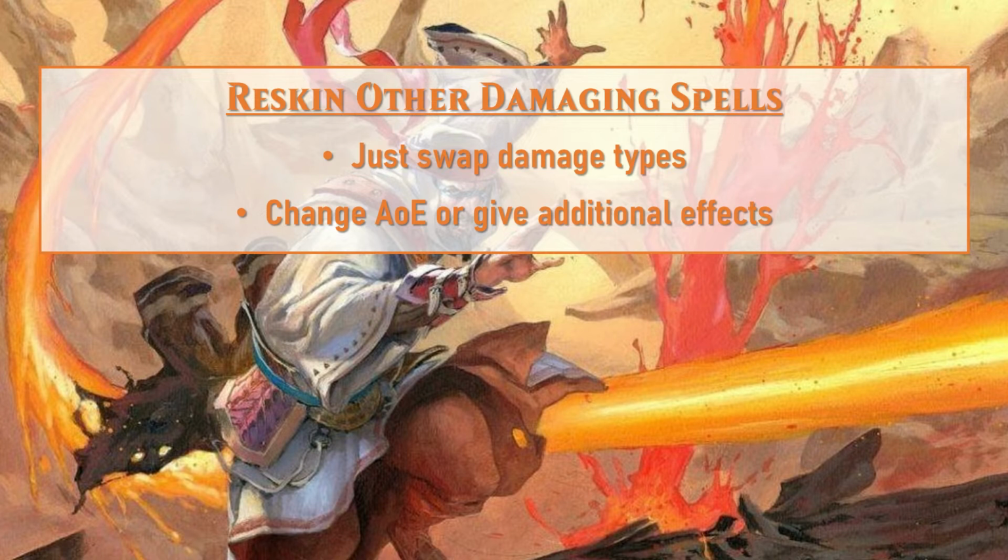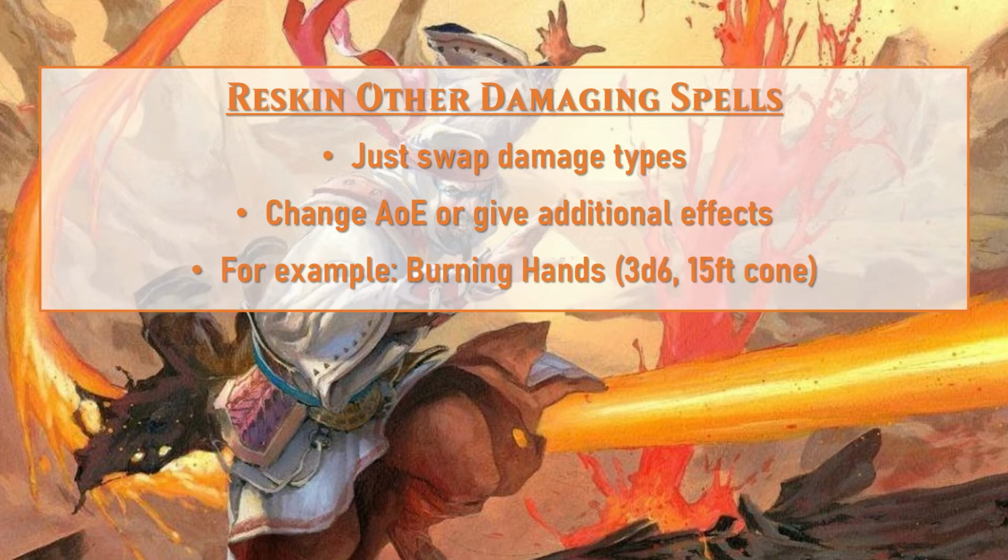Or you could give additional effects, again, remaining fundamentally balanced while changing these things. Let's give a quick example. A spell that most D&D players know well is Burning Hands. A first level spell that's a 15-foot cone of 3d6 fire damage, and the people in it can make a dex save for half damage.